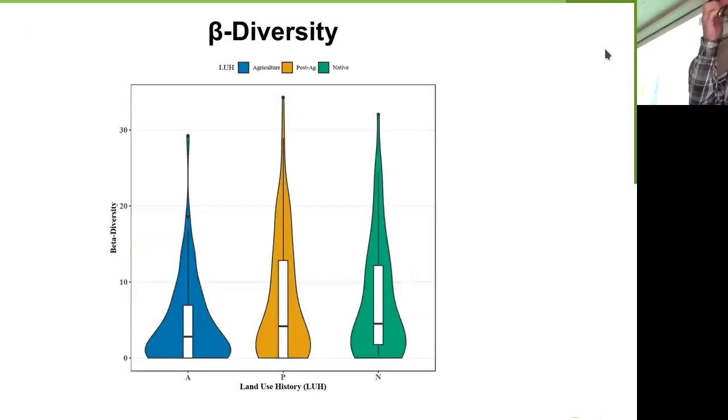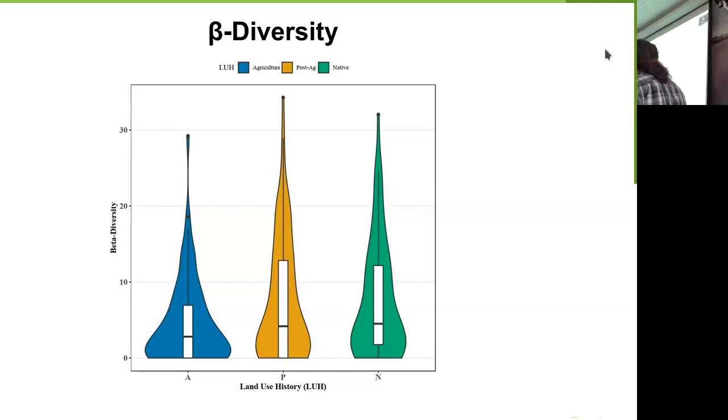So with beta diversity, again, land use history was an important predictor on its own. And I was so happy when I saw this plot. You guys have no idea. It made sense. It was what we predicted. So ag systems, post-ag systems are in the middle, and then native systems. We ordered them with the idea that post-ag systems would be an intermediate between whatever's happening between the ag systems and the native systems. And sure enough, that's what we found.